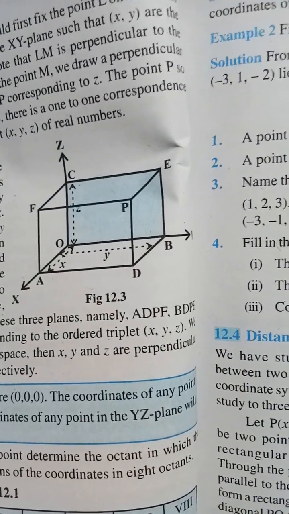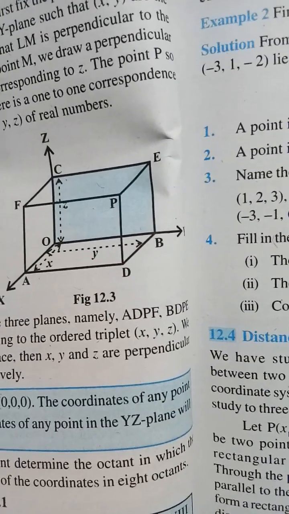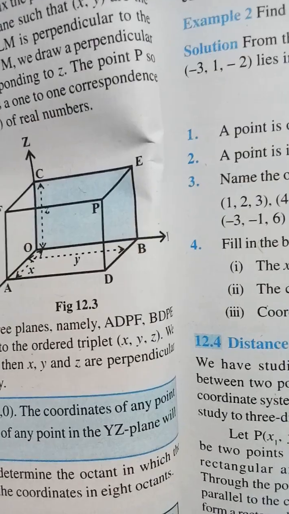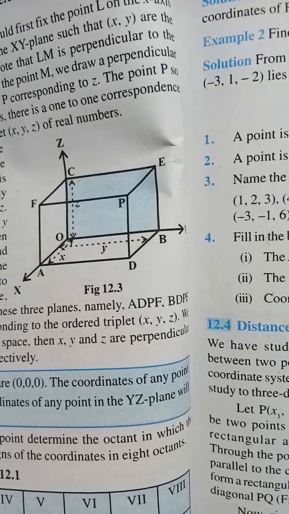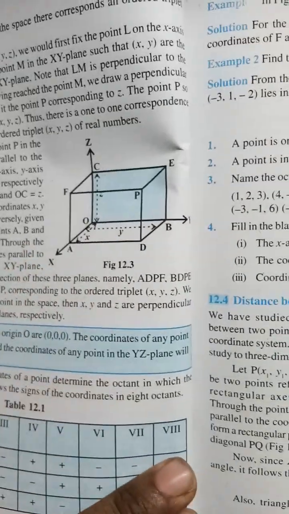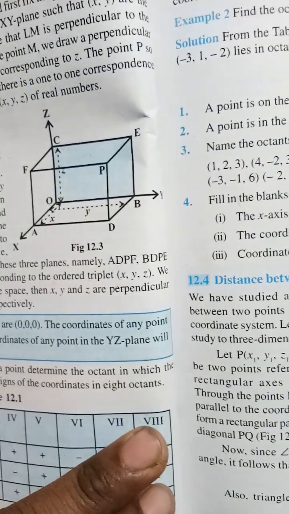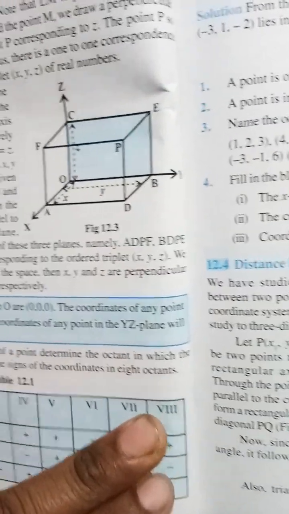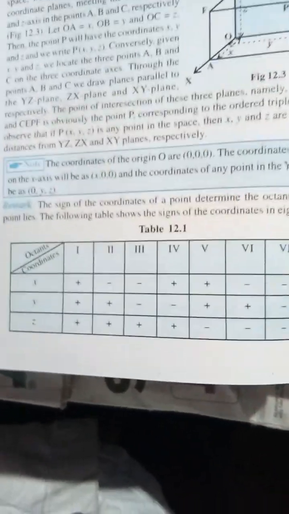Observe that if P(x, y, z) is any point in the space, then x, y, z are the perpendicular distances from the YZ, ZX and XY planes respectively. Note the coordinates of the origin O are (0, 0, 0). The coordinates of any point on the x-axis will be (x, 0, 0) and the coordinates of any point in the YZ plane will be (0, y, z). Remarks are here, you will see the remarks on coordinates.